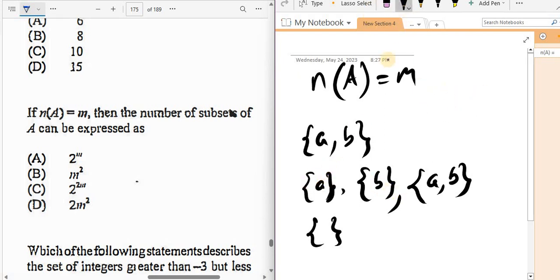So this is a proper subset of the set with A and B. B is also a proper subset. This one is an improper subset, and the empty set would also be a proper subset of this set. So how many subsets do we have?